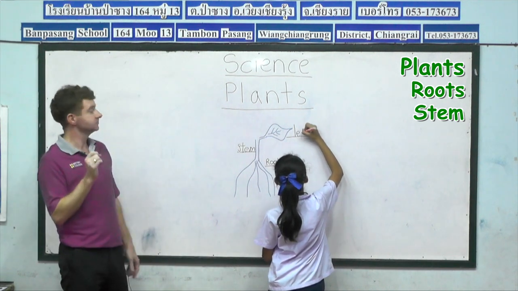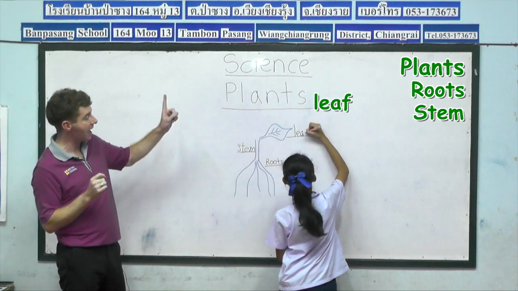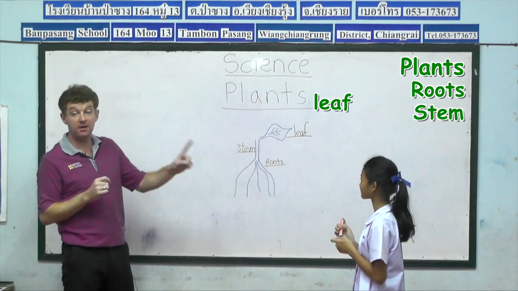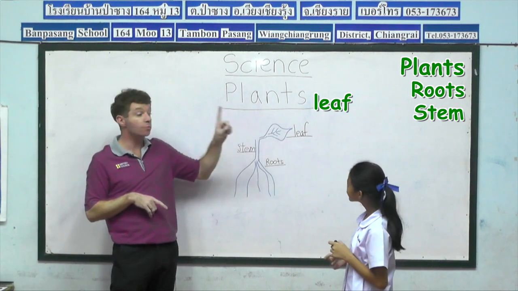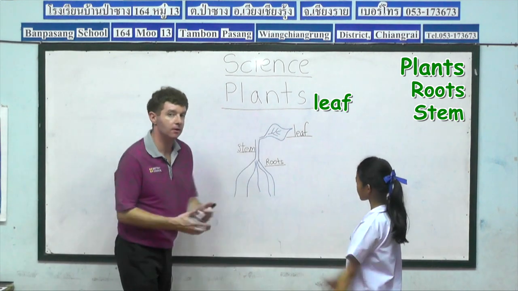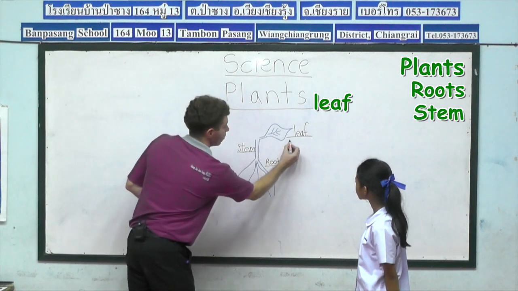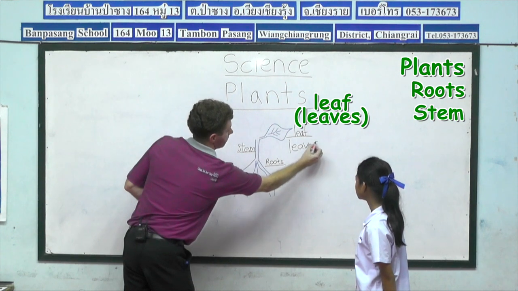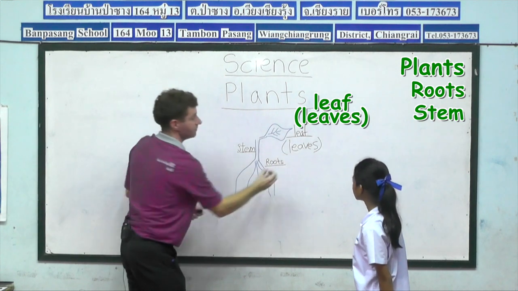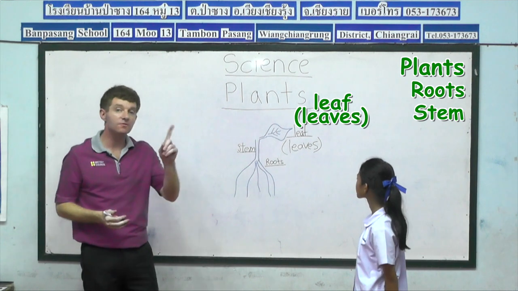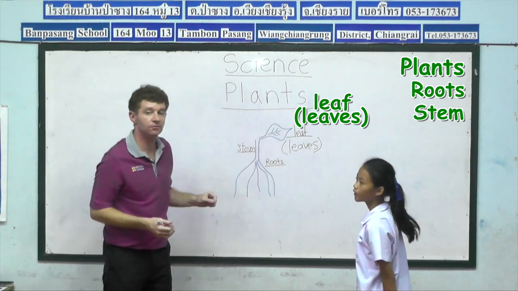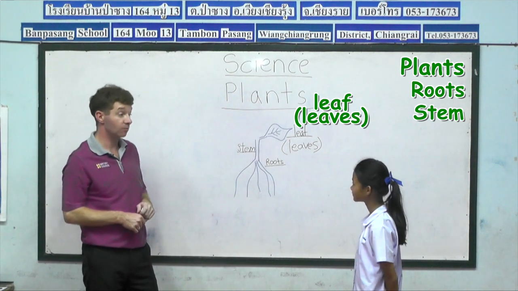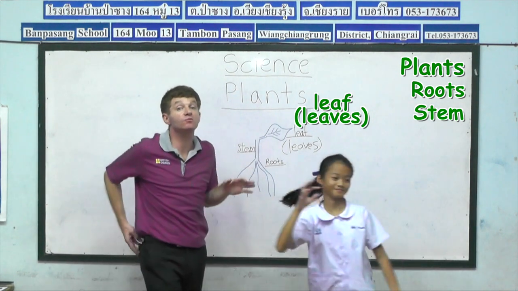L-E-A-F. Excellent, Dan. That's brilliant. If it's singular, we have one leaf. However, if there is more than one leaf, we will say leaves. Okay? So part of our plant, one leaf, two leaves. And Dan, that's brilliant. High five, big round of applause for Dan.